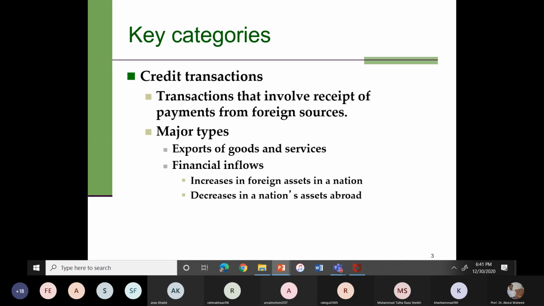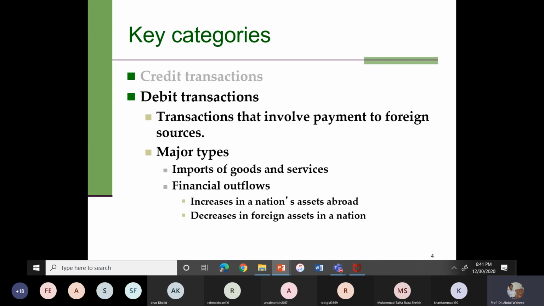Okay. And there are also some financial inflows. So if there is an increase in foreign assets in a nation, so if we are selling bonds to foreigners, then there will be a receipt of payment from foreigners that would be included as a credit transaction. And if there is a decrease in nation's assets abroad, so if we are selling our bond, again there will be a receipt from foreigners, okay, and that would be recorded as credit transactions.